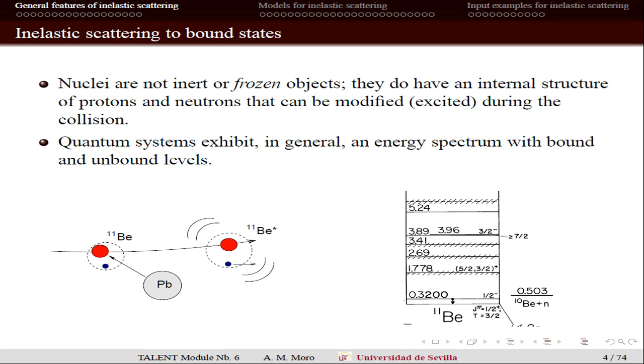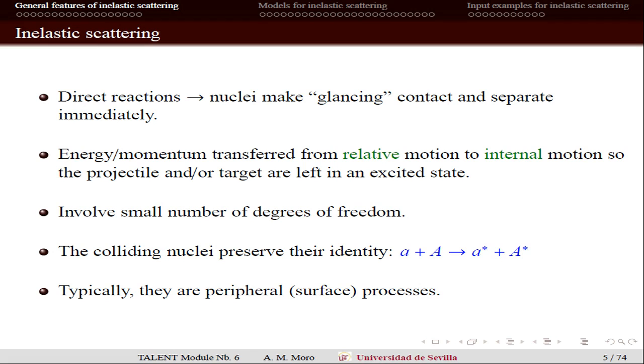But as I said, first we are concentrating on the situation of inelastic scattering to bound states. We know that in general our nucleus will have a spectrum with bound states and unbound states. But today we are concentrating only on these kinds of processes.